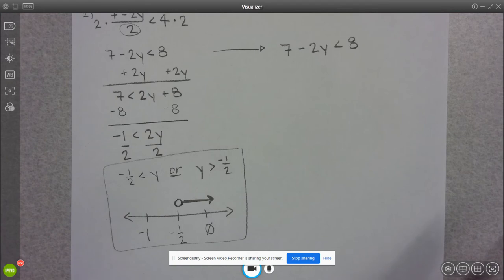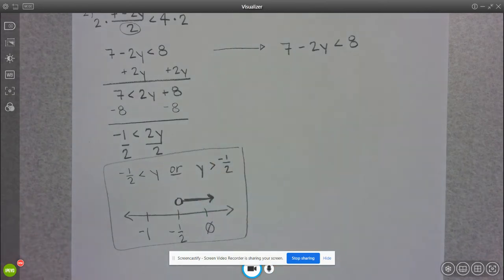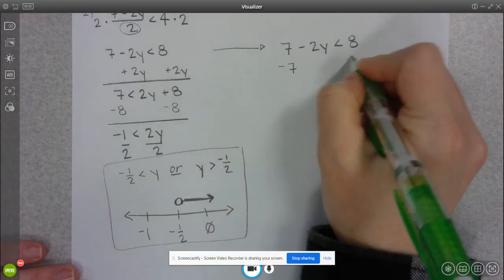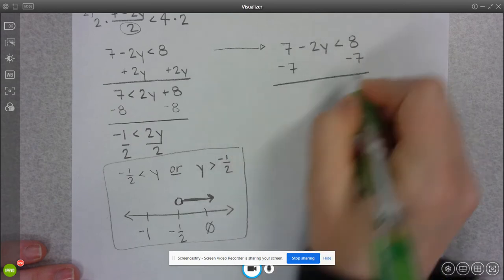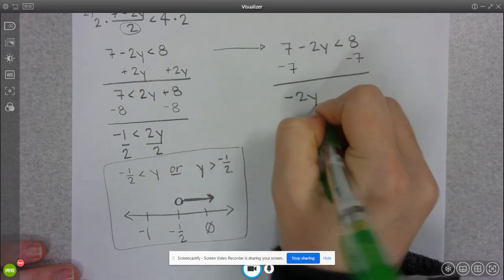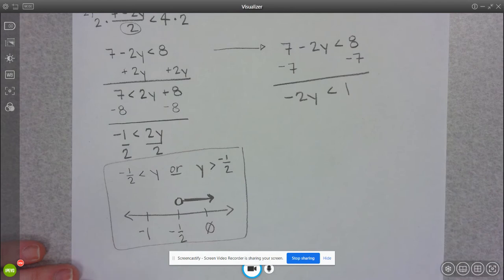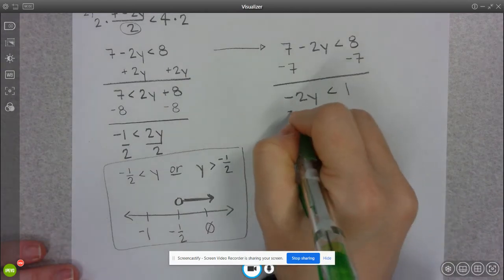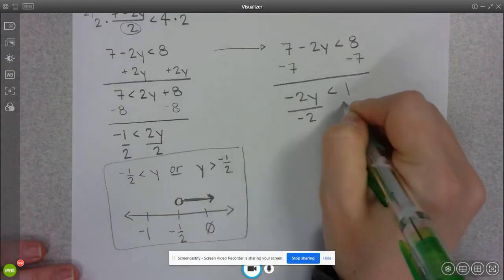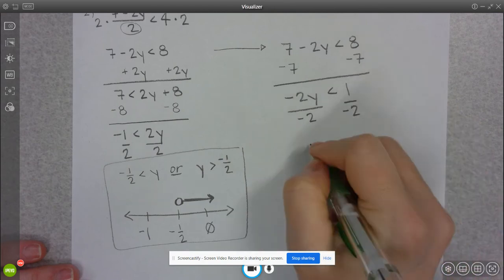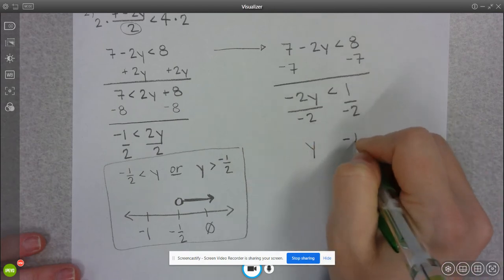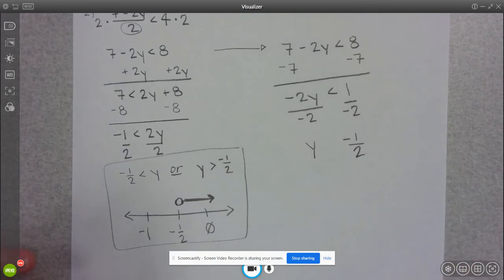But we are going to look at the other way just so that you understand what the difference is between the two and what you have to do to make sure that you do this correctly if you're doing it this way. So I'm going to subtract 7 first. So I'm going to have negative 2y being less than 1. And now I'm dividing by negative 2. So I'm going to get y and negative 1/2, and that part's going to be the same.